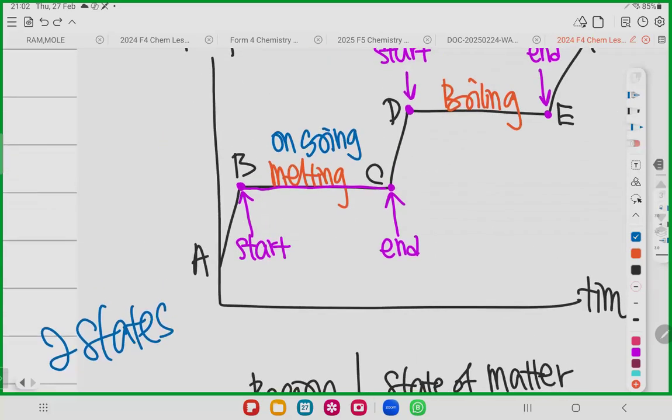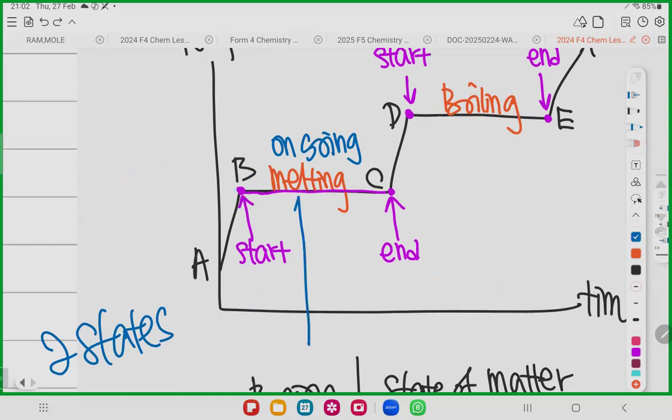So if they ask, at this point, what do you have? Solid and liquid, because melting just started. At this point? Solid and liquid, because melting is ongoing. At this point? Solid plus liquid, melting is still ongoing. At this point? Solid and liquid, the melting is still ongoing. At this point, the melting ended. When melting has ended, there is no more solid. Everything becomes liquid. See that?